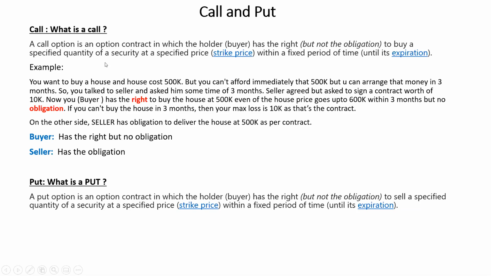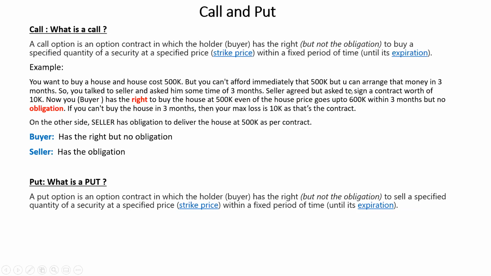Again, the same explanation for this call. A call is an option contract in which the holder or buyer has the right, but not the obligation. So here is an example, okay? Suppose you found a house which is 500K, but you are not able to afford the house at 500K, okay?